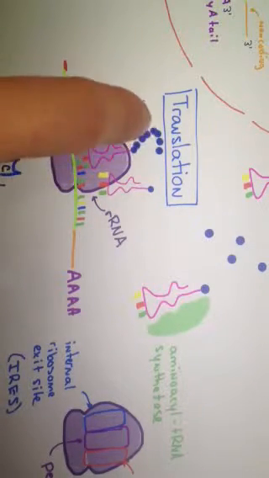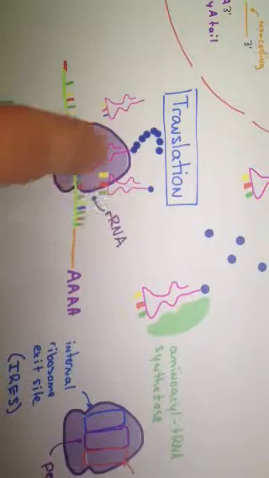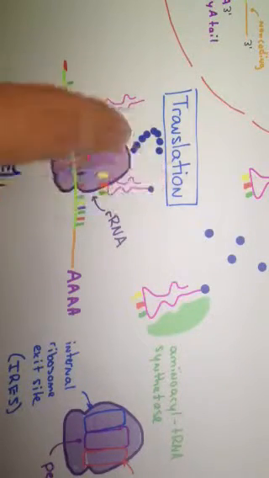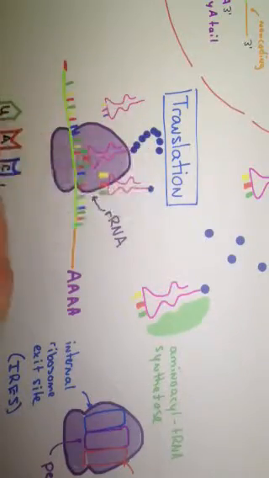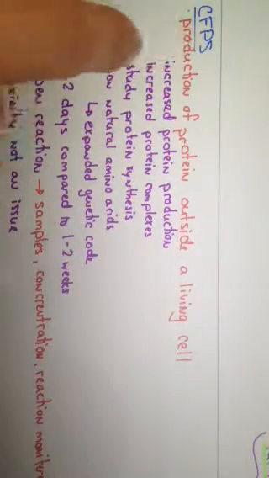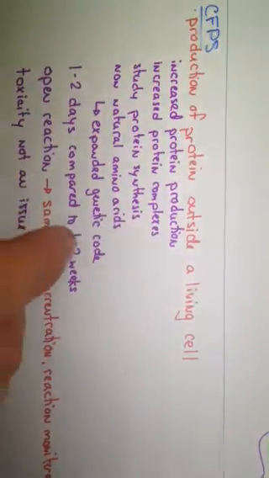It forms a peptide bond, and then when it makes it all the way to the end and stops, this gets cleaved off, and then this peptide forms into a protein. Ta-da! Okay, so what is CFPS? It's basically the same thing that just happened, but it's outside of a living cell.